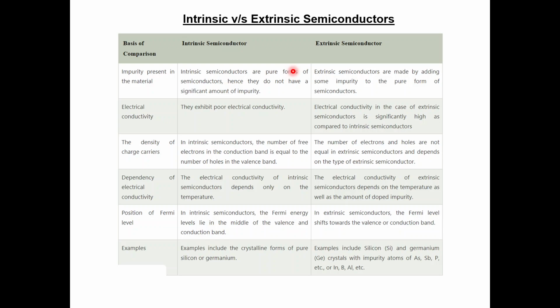One more concept that I want to revise before going to the assignment questions is the difference between intrinsic and extrinsic semiconductors. The basis of comparison that I have decided to explain is the impurity present, the electrical conductivity, the density of charge carriers, the dependency of electrical conductivity, the position of the Fermi level, and their examples. Intrinsic semiconductors are pure forms of semiconductors, hence they do not have a significant amount of impurity. Extrinsic semiconductors are made by adding some impurity to the pure form of semiconductors.